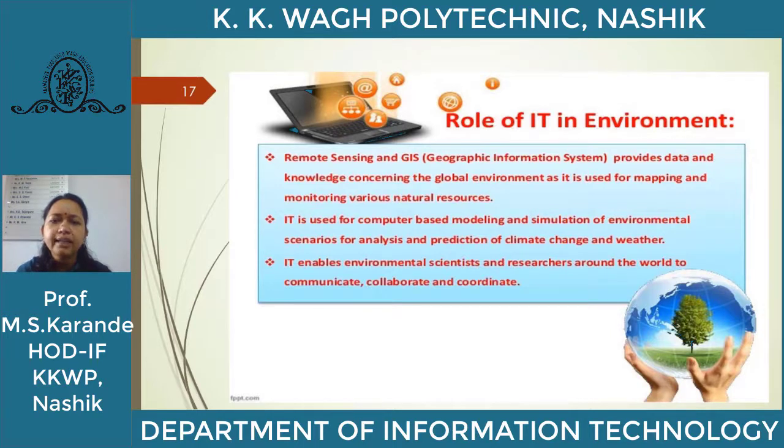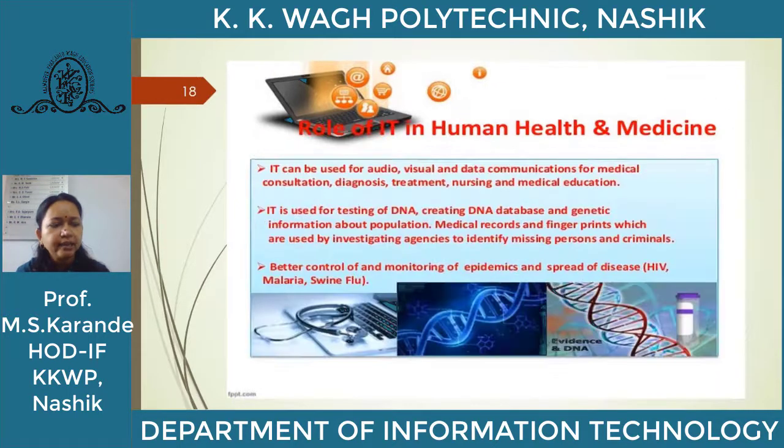Then next sector is the environment, right? Constantly the scientists and researchers are collecting the data, they are analyzing it, and they are predicting the weather or climate change. So this has never been possible in an earlier era. So suppose if a cyclone is coming, isn't it? Who actually provides us this information? Our scientists and researchers earlier warned us about these coming cyclones. Next role of IT is in human health and medicine.